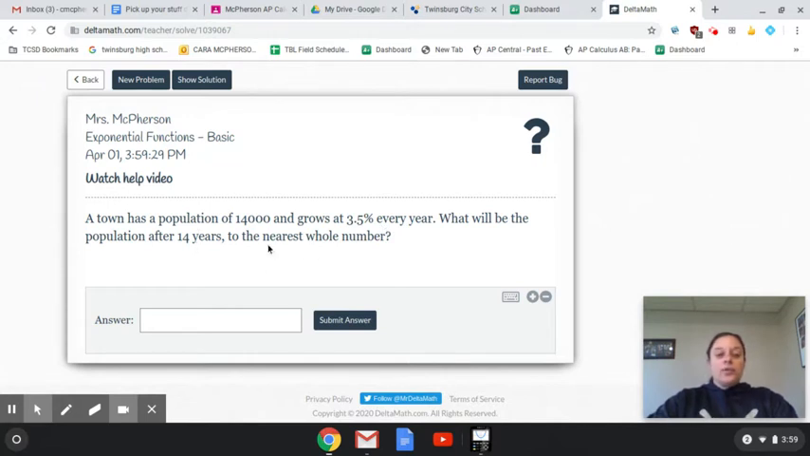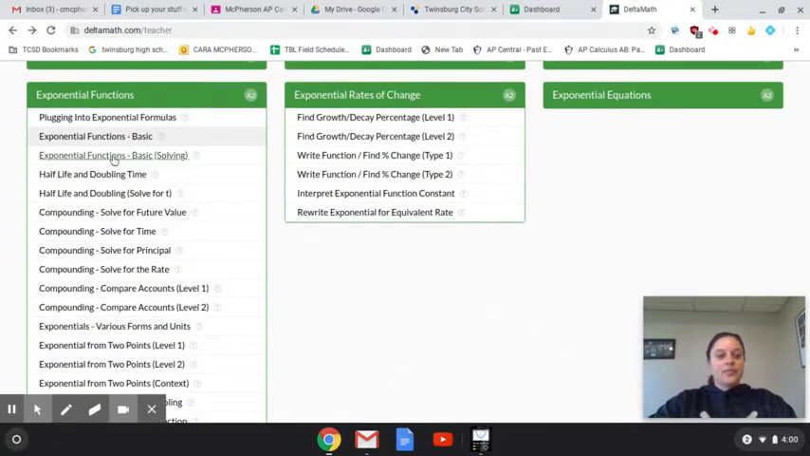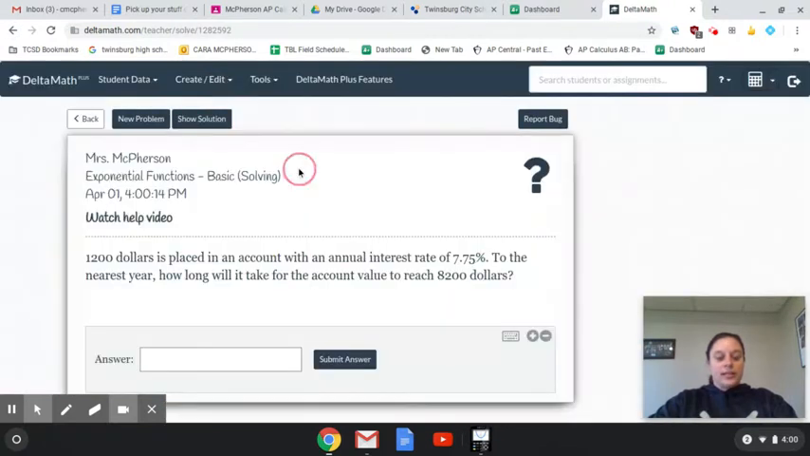What they want, and you'll notice this one says to the nearest whole number, make sure you read the directions. If it wants to the nearest penny, for example, and you don't put it to the nearest penny, they won't give you credit for it. So those are the little mistakes that I wanted you to check. There is a help video. If you're working on these and you get stuck or you just need to hear an explanation again, you can watch that.